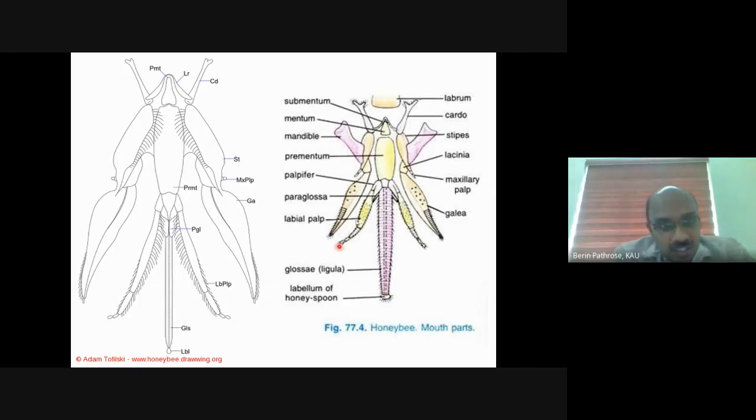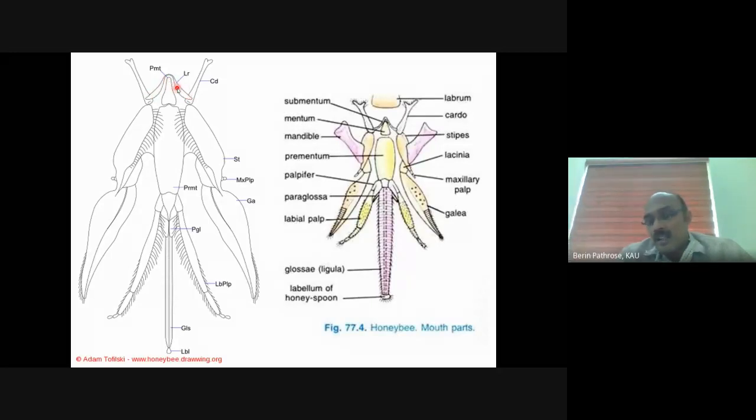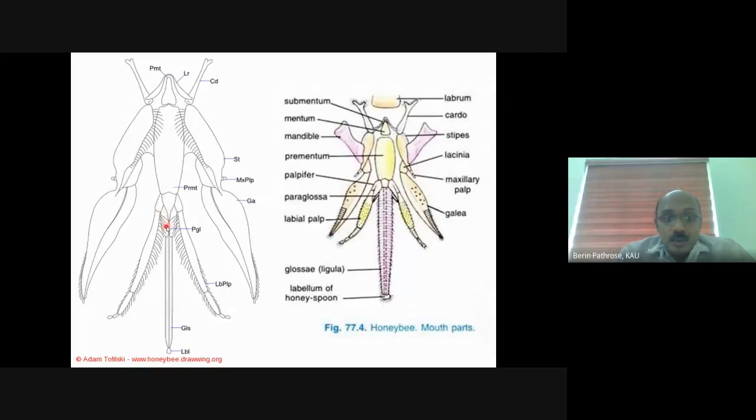See, I will show it over here. What you see over here, this V-shaped structure, is the submentum. Because of the particular V-shaped structure of this submentum, sometimes the submentum is also called lorum, L-O-R-U. I'll show you again. And this is the mentum. This is the prementum. These two are the paraglossae, and this is the elongated glossae. And at the tip of the glossae, we have a lobe-like structure, that is labellum or bouton.